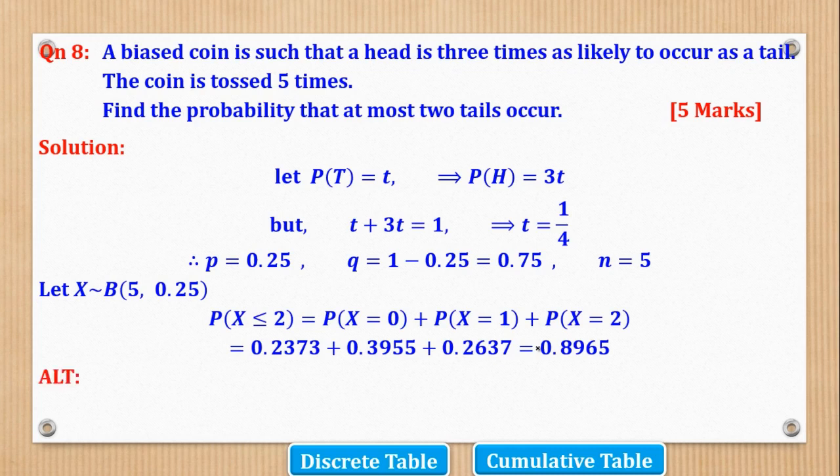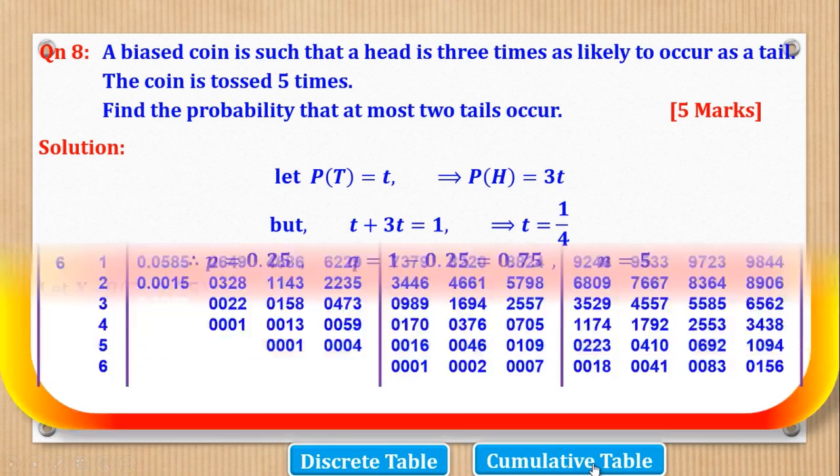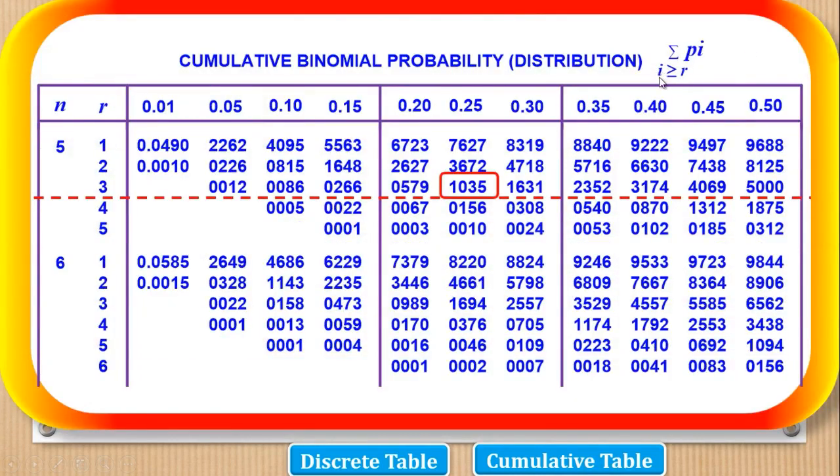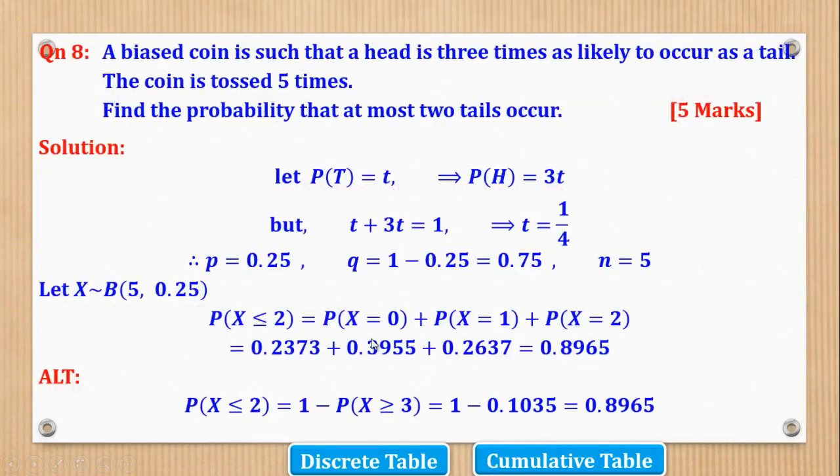What if I want to use the cumulative table? So there, I will first make it in the form of greater than or equal to. Because if you look at this table of cumulative, the sign here is greater than or equal to r. That means that your inquiry must be in the form greater than. But this one is less than or equal to, meaning it cannot work. So you have to first change it by getting the complement. So it will be equal to 1 minus the complement, which is x greater than or equal to 3. Now this probability of x greater than or equal to 3 is the one which can be got from this table.